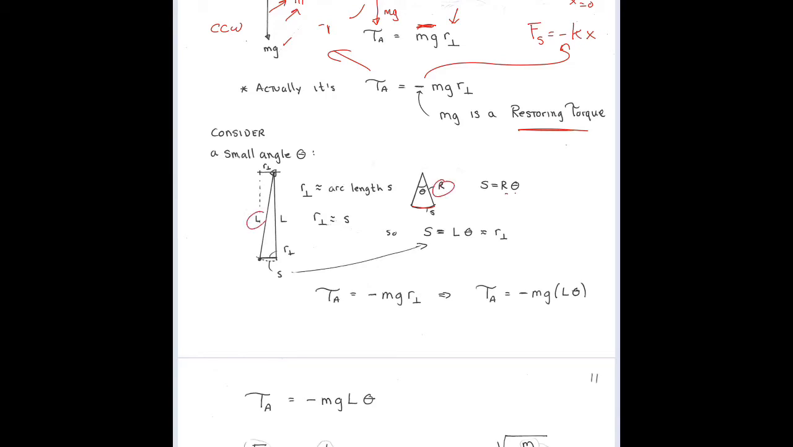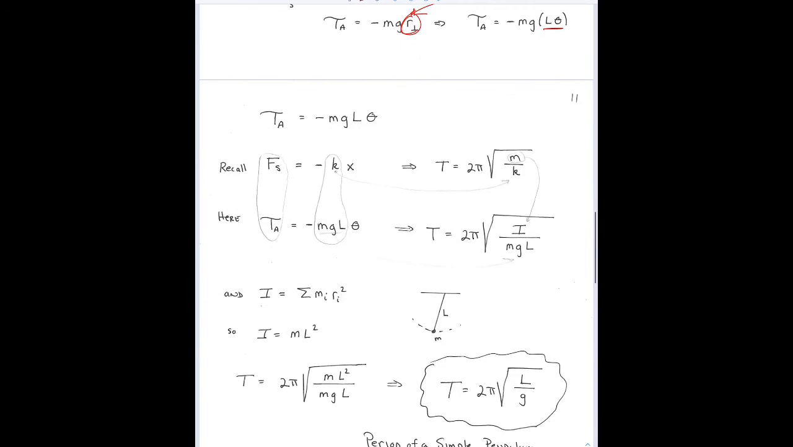Well, what plays the role of r? L, the length of the string. So instead of r, I'm going to put in L. So this little arc length is the radius, which is the length of the string, times theta. But when the angle's small, that arc length is approximately the same as the moment arm. So therefore the moment arm is L theta. So where I had my torque right there, that moment arm right there is L theta. So now that gives me the torque due to the bob, a little hanging bob, about our axis of rotation.